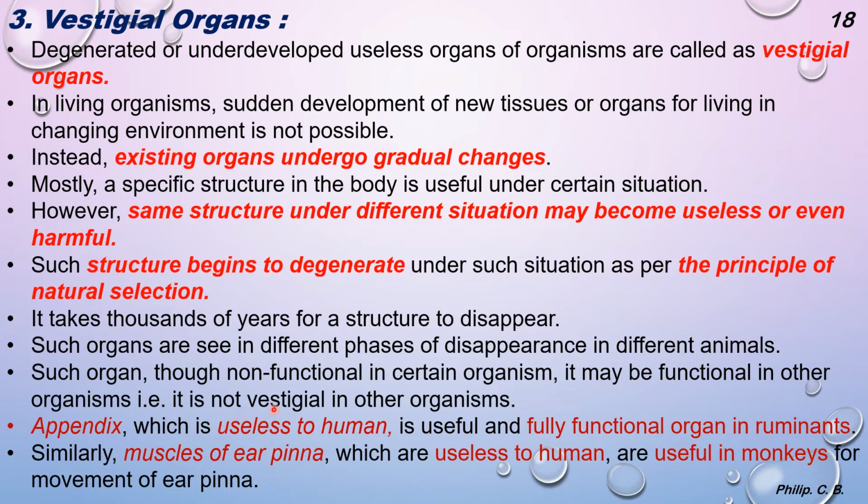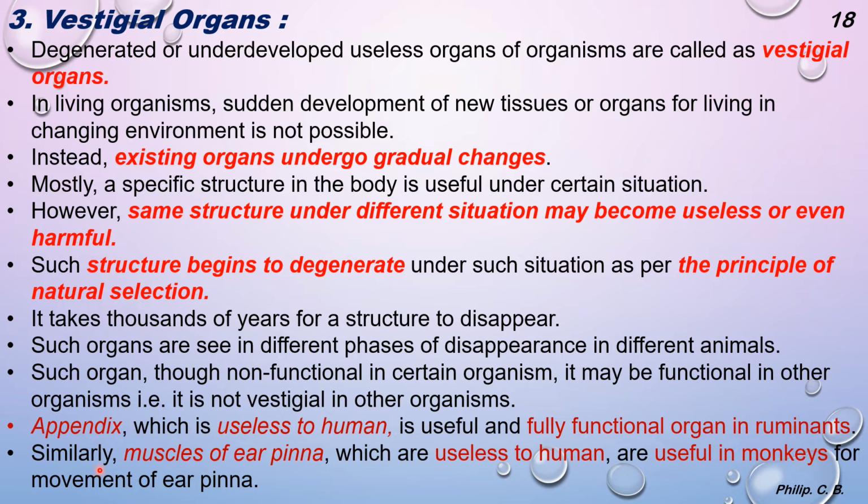That is, it is not vestigial in those organisms. So certain organs may be present, but they may not be functioning or may be useless, like the appendix, which is useless to humans but is useful and fully functional in ruminants. Now what are ruminants? That is the cattle, right? Cows, buffalo, ox, all these are what? Ruminants. So it is useful for them in the present age as well, but not useful for the human, and it can be harmful for humans in certain cases if the secretion of the appendix takes place.